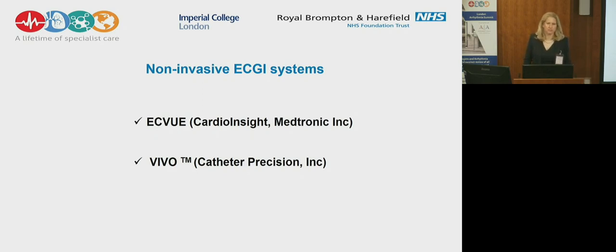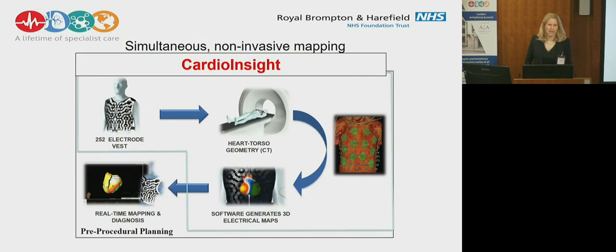And I'm going to talk about two systems. One is the ECVUE system that was initially CardioInsight, by now it's Medtronic. And I'm going to talk much more about the Vivo system from Catheter Precision. Both tools allow you to localize the arrhythmia in a non-invasive way.